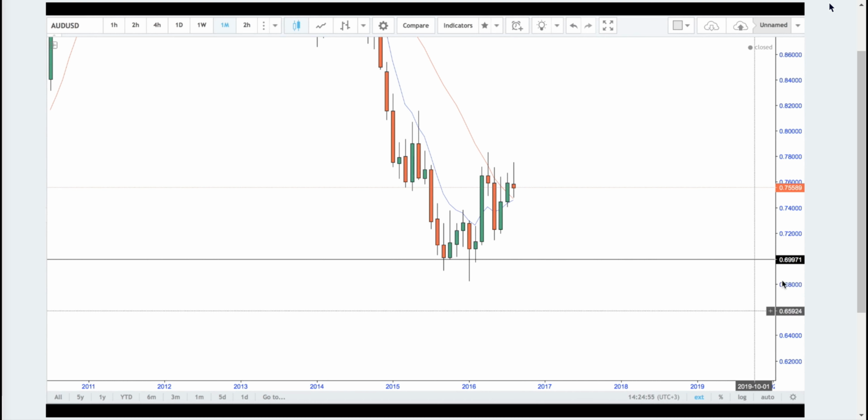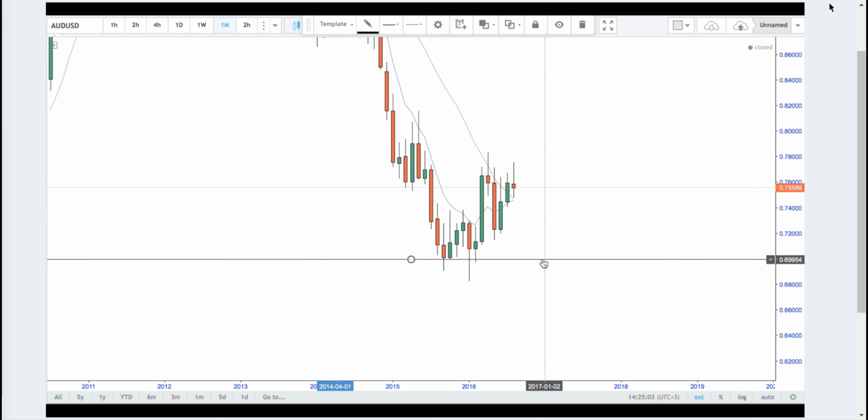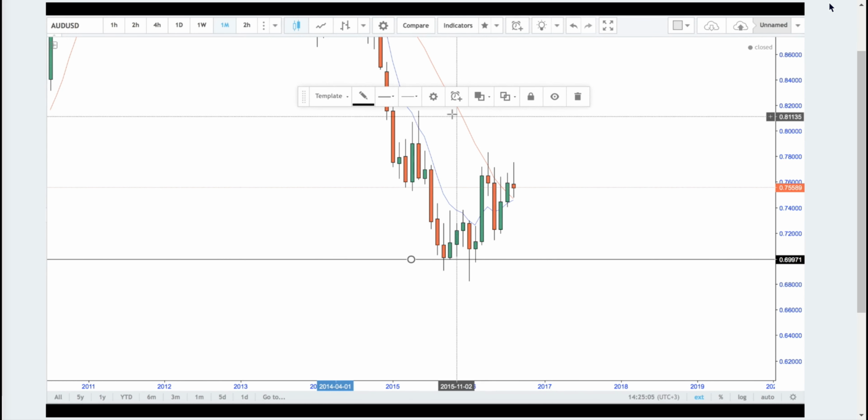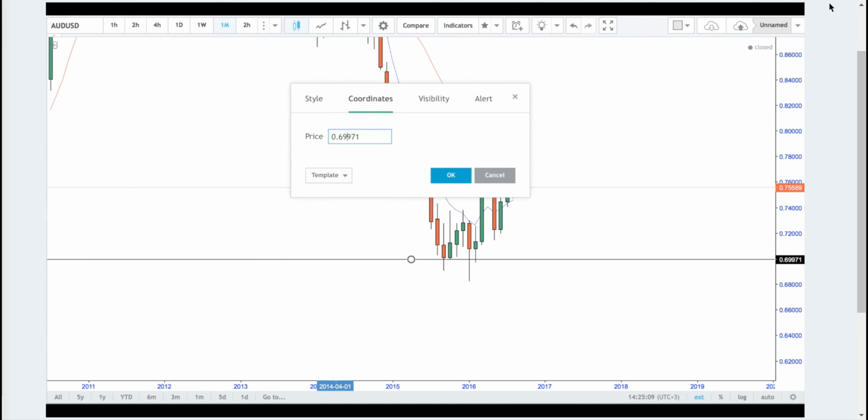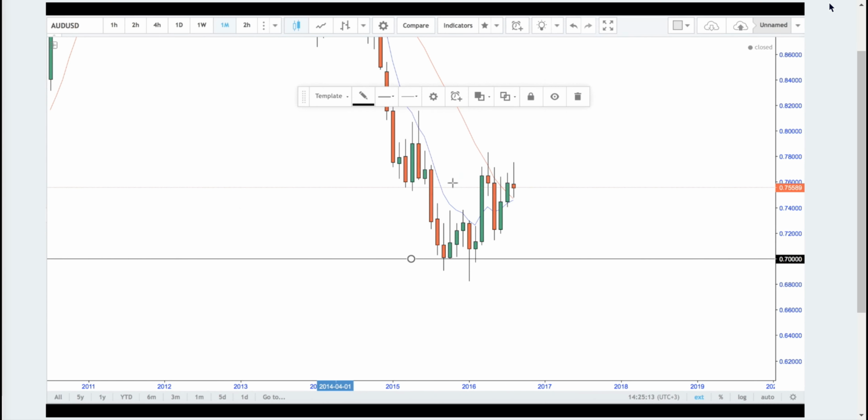So 0.7 is my first one, and what we can do as well, guys, instead of sitting here and trying to snap on, bang on, what we can actually do with TradingView is click the line and this bar will appear. We can go to settings, go to coordinates, and just modify the coordinates.